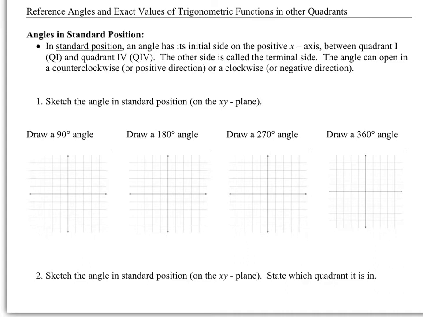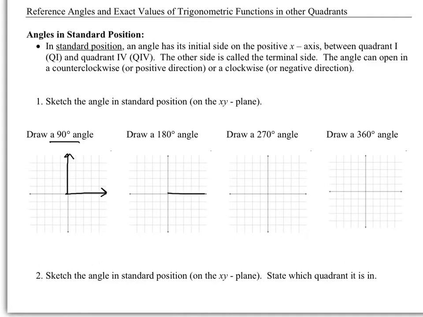For standard position, we need the initial ray, or the initial side of the angle, to be pointing towards the positive x-axis, like this. And then the terminal, or ending side of the angle, is drawn. A 90-degree angle would be drawn up like this. So that would be a 90-degree angle in standard position. So let's draw a 180-degree angle.